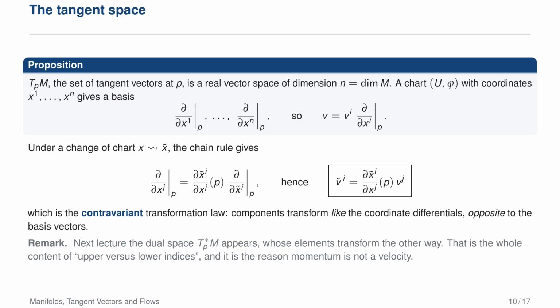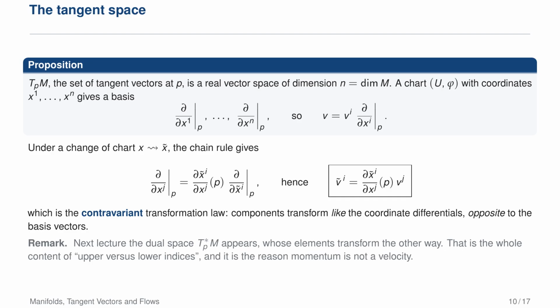Whichever repair you choose, the theorem is the same. The tangent space to M at P is a real vector space of dimension n. A chart with coordinates x1 up to xn hands you a basis. The basis vectors are partial with respect to x1 at P up to partial with respect to xn at P. So every tangent vector V is vi times partial with respect to xi at P, summed over i.